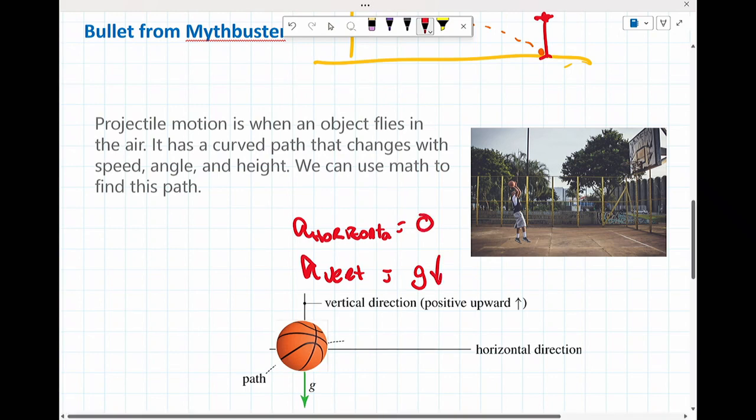The acceleration in the horizontal direction is going to be 0. The acceleration in the vertical direction is going to be g.